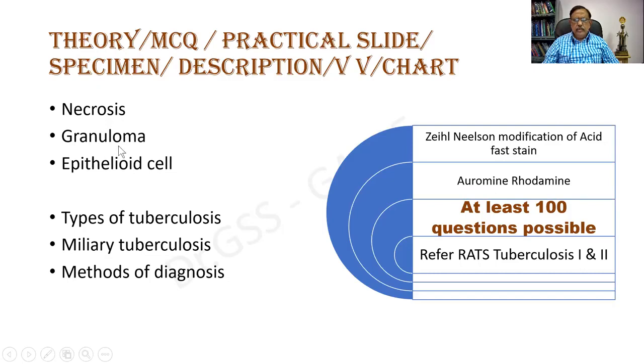Defining necrosis, what is a granuloma, what is an epithelioid cell, the types of tuberculosis, miliary tuberculosis, and the modes of diagnosis. The stain that can be used will be the Ziehl-Neelsen modification of the acid-fast stain or the Auramine-Rhodamine stain. At least 100 questions are possible. Please refer R.A.T.S, tuberculosis 1 and 2.